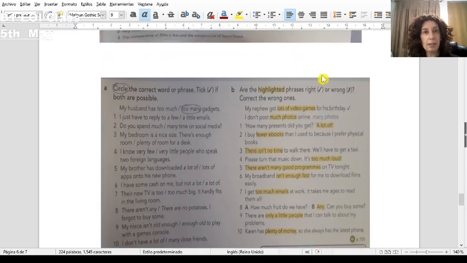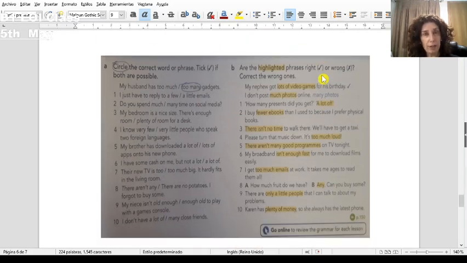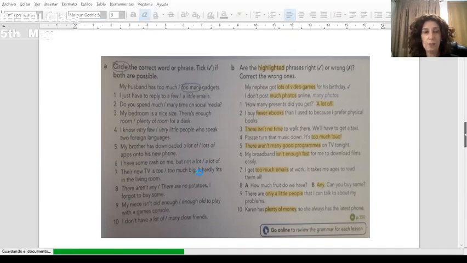Then, do you understand? Then, take into account quantifiers. You have my grammar explanation and do these exercises for next Thursday, because next Thursday we'll start by correcting this Grammar Bank. Then we finish today's class with this explanation with quantifiers.